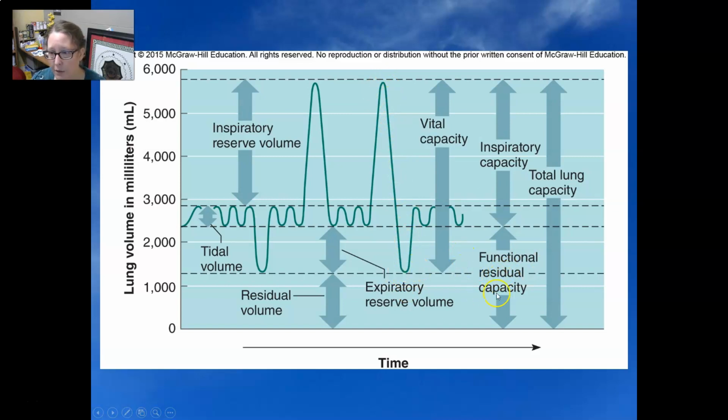But your functional residual capacity here is going to be what's left in the lungs after a normal breath, and your total lung capacity is your residual volume plus your vital capacity. So that's your total lung capacity. And then your inspiratory capacity is how much you can inhale with a normal breath and extra. So it's the normal breath plus the extra inhale. And your expiratory capacity, I'm trying to see, they don't have it here, is the normal expiration plus the extra. So there you go.